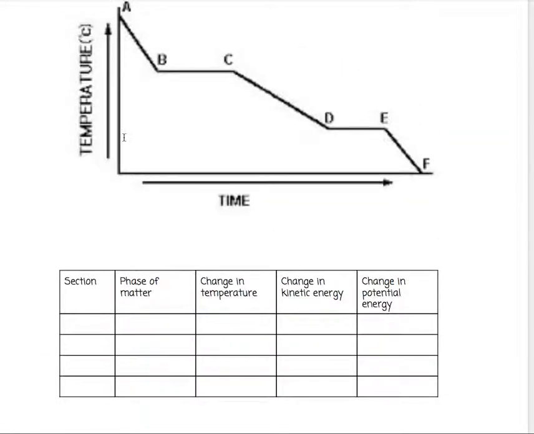Okay, in interval AB, in section AB, what phase of matter do we have? All the way up here, this is a gas. Is there a change in temperature? Yes. Is there a change in kinetic energy? Well, if there's a change in temperature, there's a change in kinetic energy. So what's happening to the kinetic energy? It is decreasing because the temperature is decreasing as time is going by. Is there a change in potential energy? Nope. If the kinetic energy is changing, the potential energy is not changing.